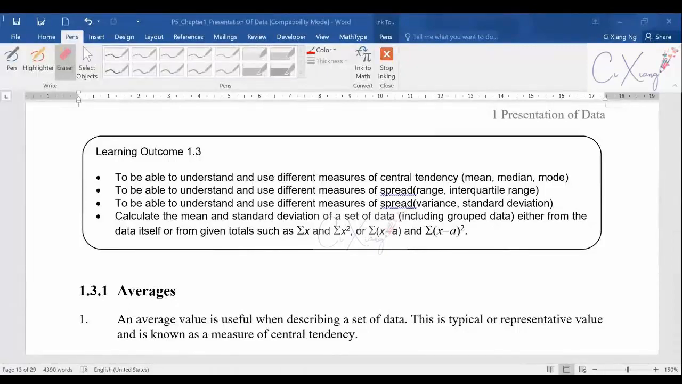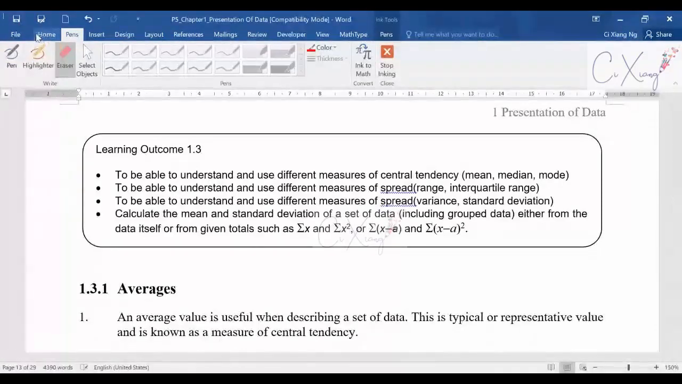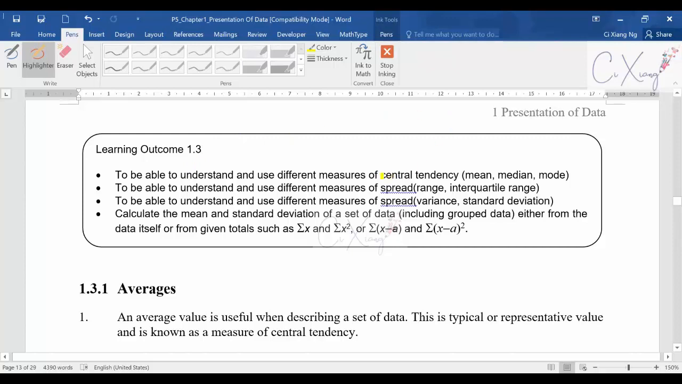Okay, so for this video, we are going to discuss some concept on calculation, right? More on calculation. We are not going to draw any graph anymore. But we are going to try to do some calculation. So in general, for the calculation part, you need to know how to calculate the measure of central tendency.